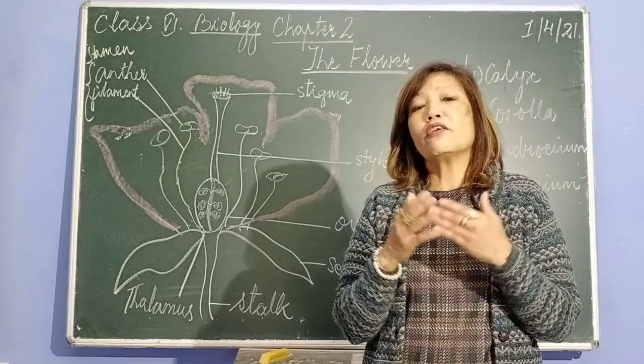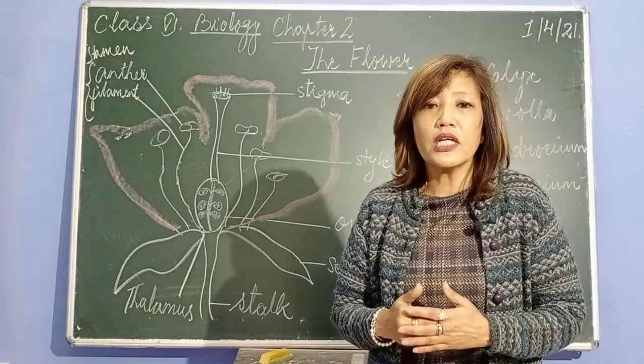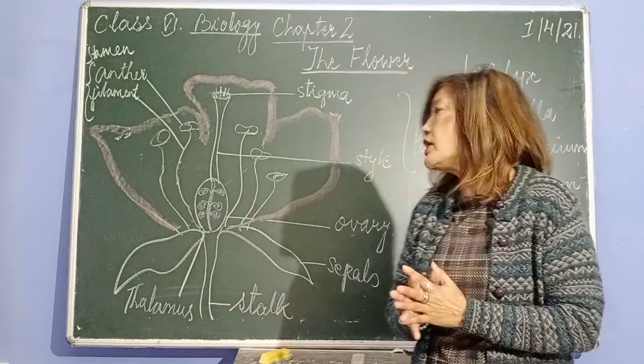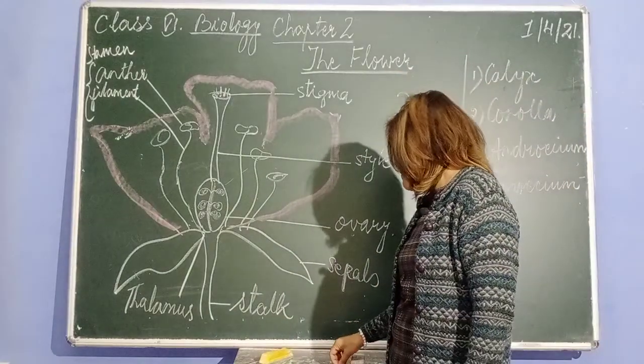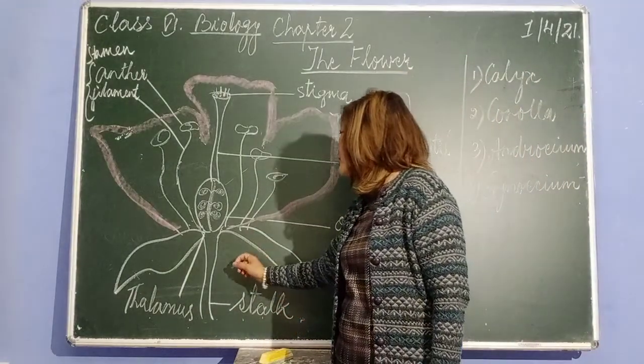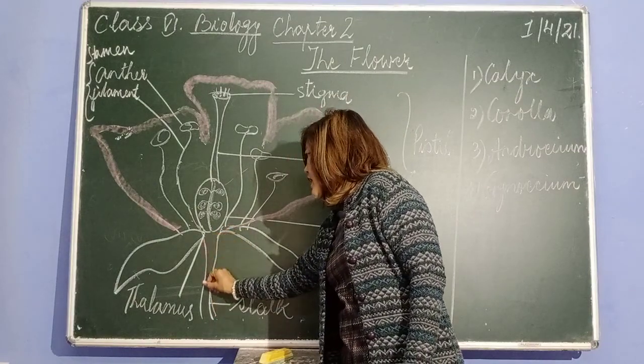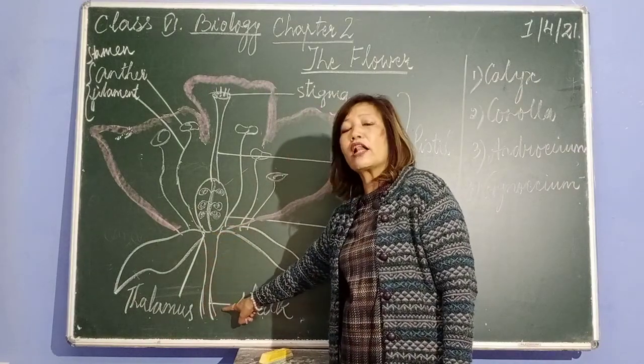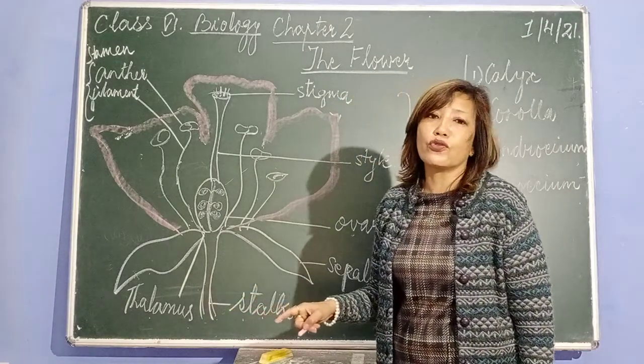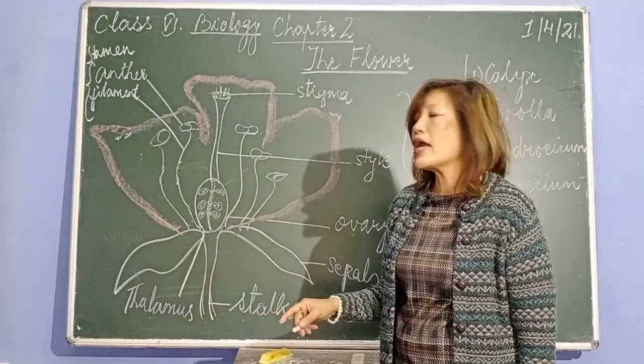So, if you see the different structure of a flower, the different parts of a flower, then a flower has a stalk. You can see this is the stalk. So, this stalk will help the flower to get attached to the stem. Okay?